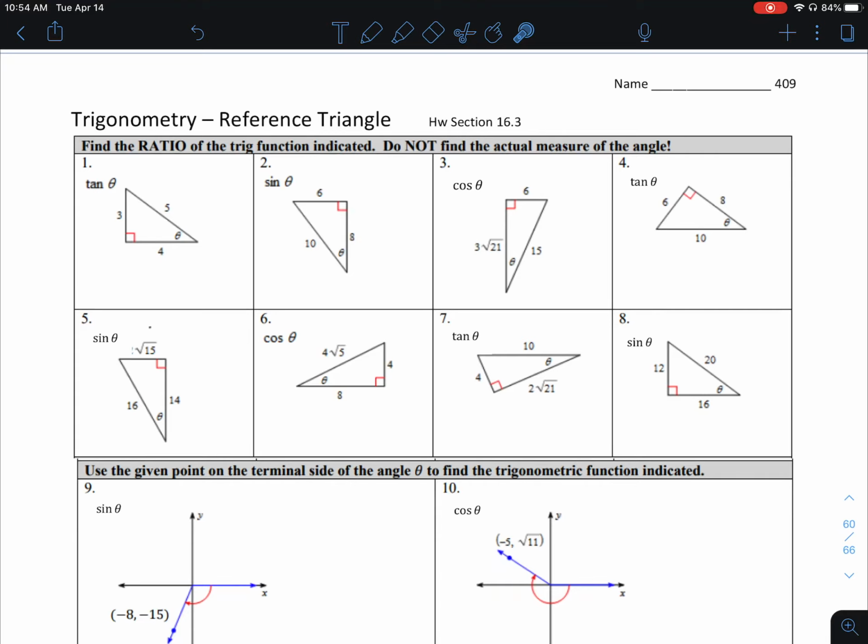Therefore, in the coordinate plane, sine of an angle is y over r every time. Cosine is x over r, and tangent is y over x. But questions 1 through 8 are not in the coordinate plane, so you can't use things like x, y, and r. We need to use opposite leg, adjacent leg, and hypotenuse.